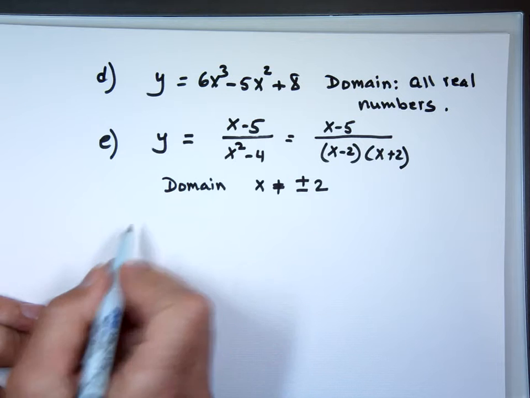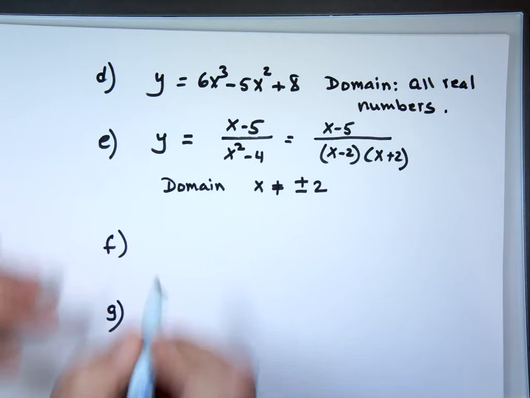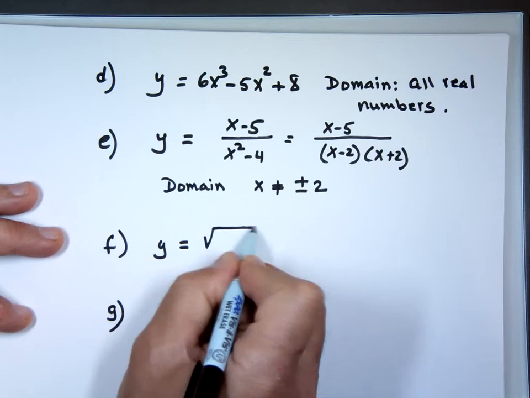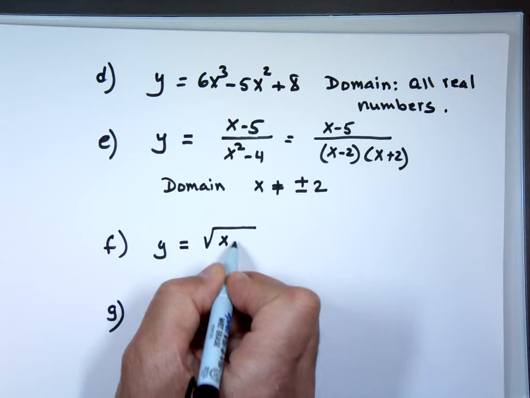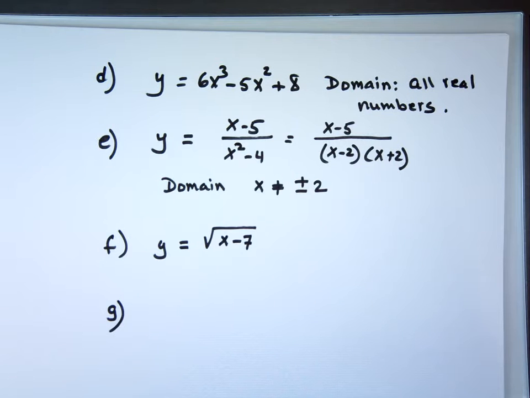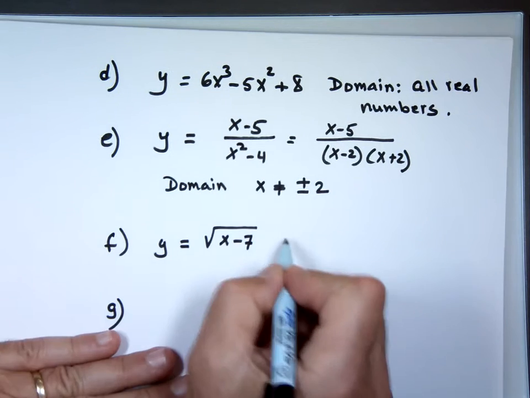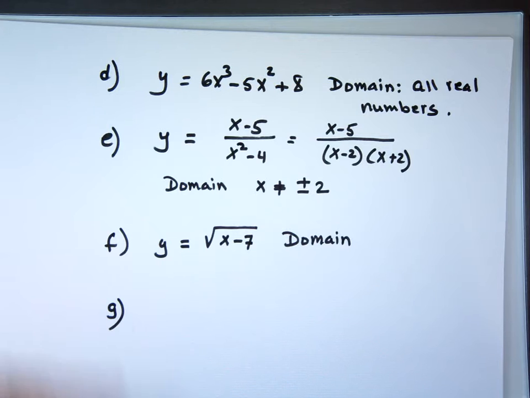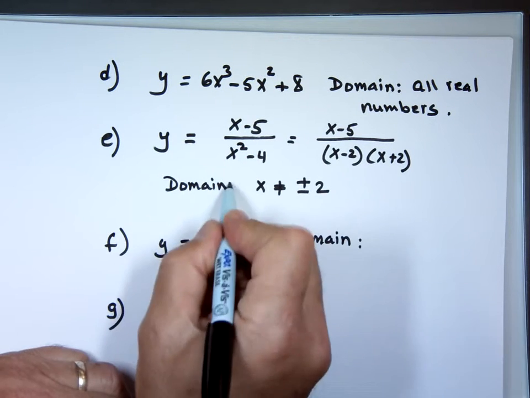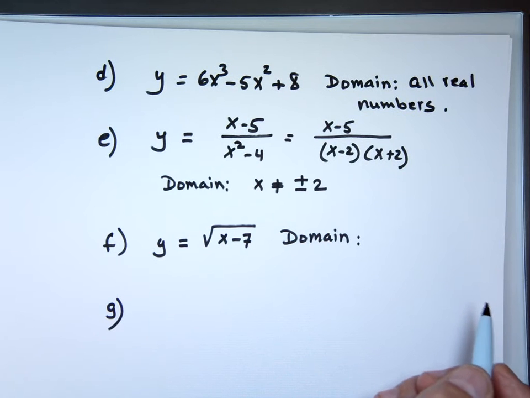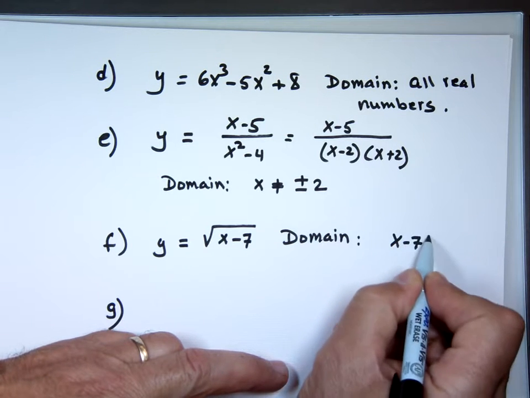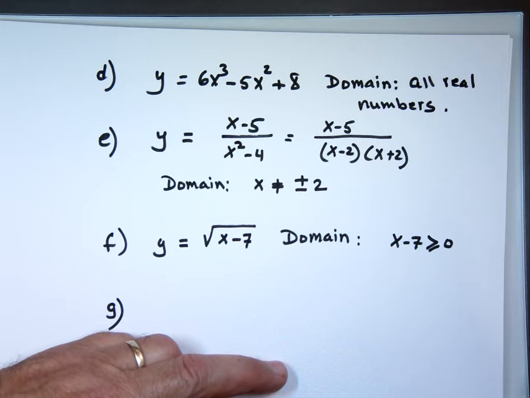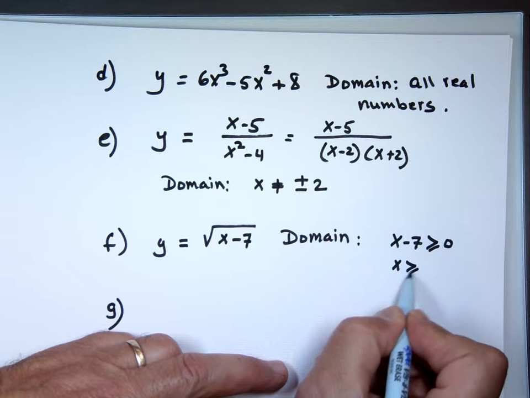Let me try it. F and G. Y equals the square root of x minus 7. What's my domain? You want to make sure the value under the square root is what? Cannot be negative. It's 0 or higher. So you want x minus 7 to be greater than or equal to 0. Which means what? X will be greater than or equal to 7.